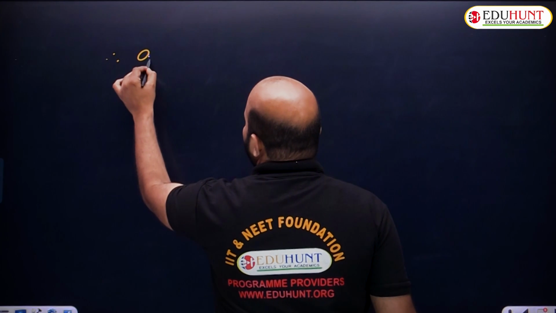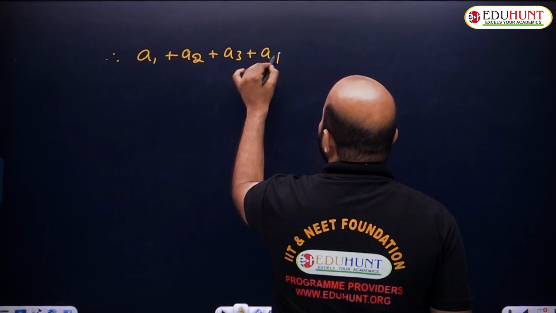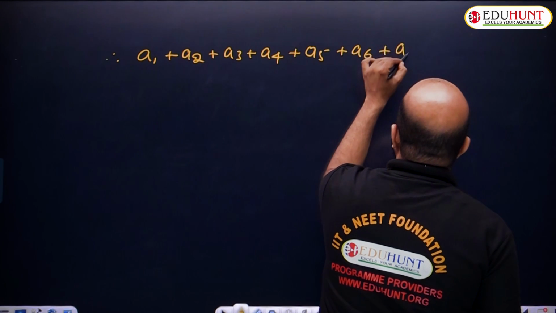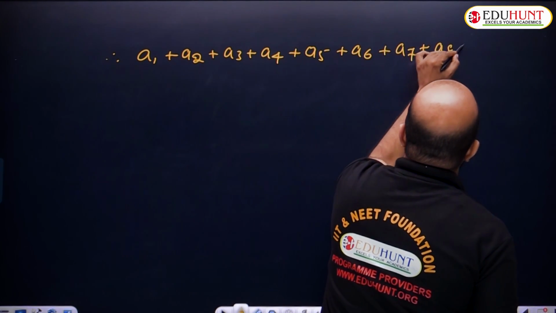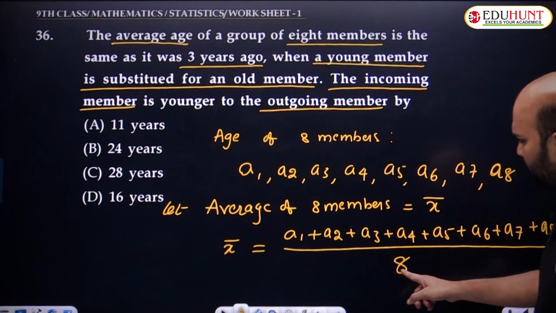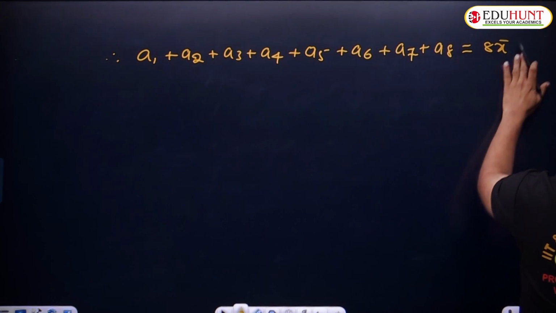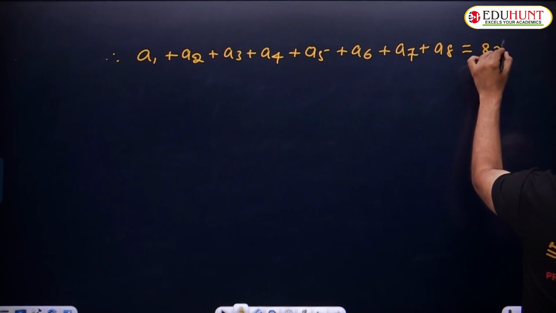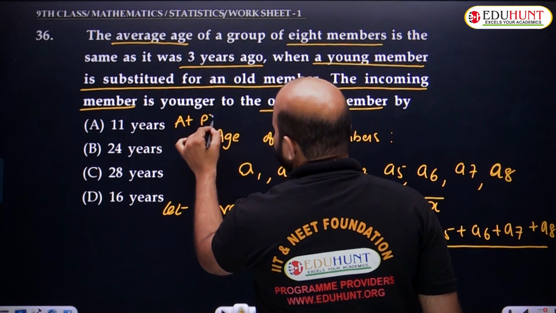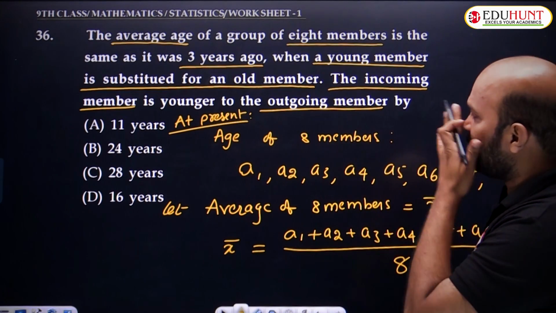So how to find the sum of their ages? By cross multiplication, A1 plus A2 plus A3 plus A4 plus A5 plus A6 up to A8 equals 8x bar. How do we get 8x bar? Cross multiply 8 into x bar, 8x bar. So the sum of their ages equals 8x bar. So this is at present. Am I clear? Yes. But the next condition given is 3 years ago.